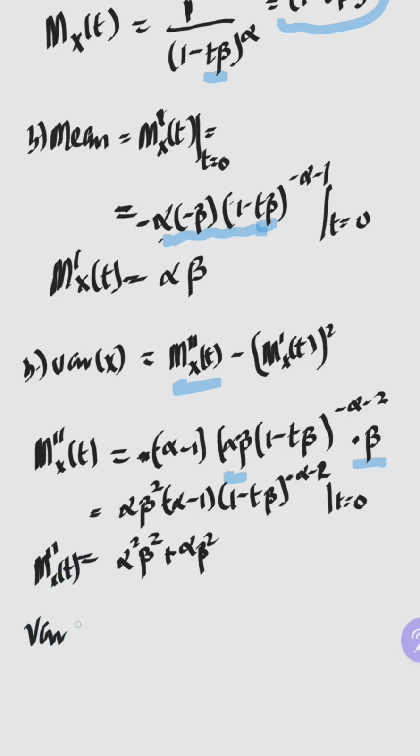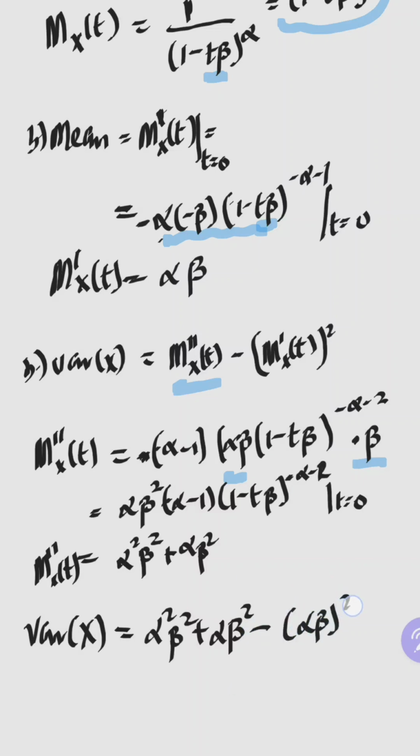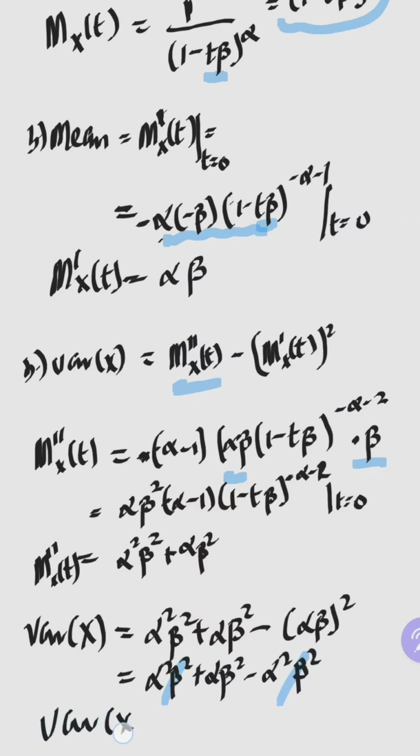So finding the variance of x, it's going to be alpha squared beta squared plus alpha beta squared minus the first moment, which is what? Alpha beta all squared. So this is going to be alpha squared beta squared plus alpha beta squared minus alpha squared beta squared. Cancelling out these two, finally, my variance of x is going to be alpha beta squared.